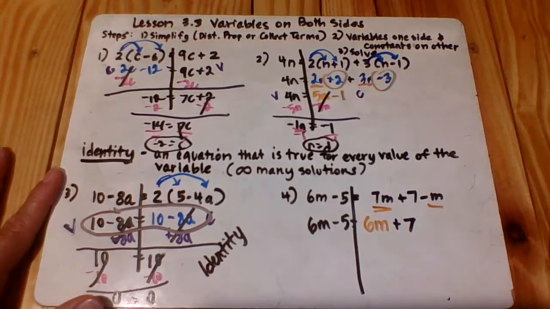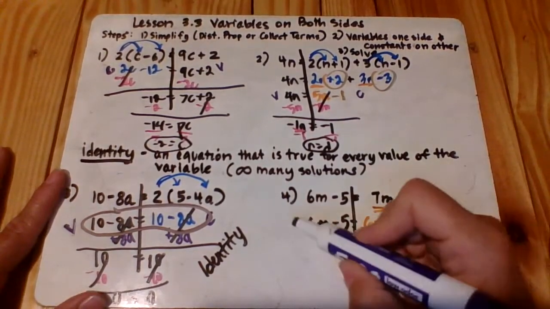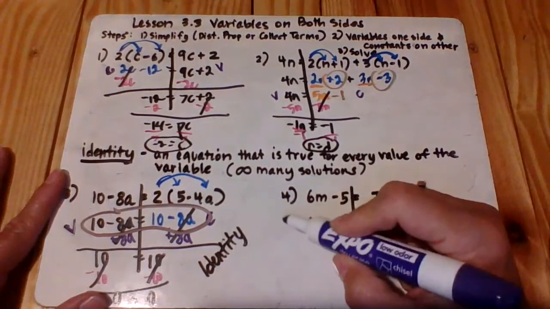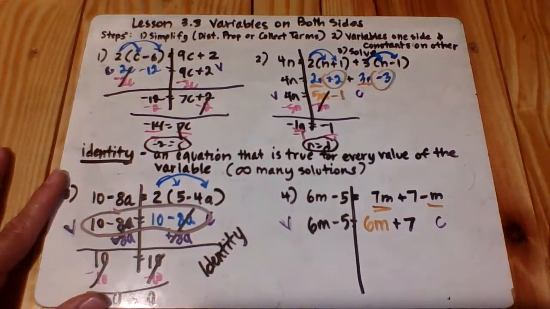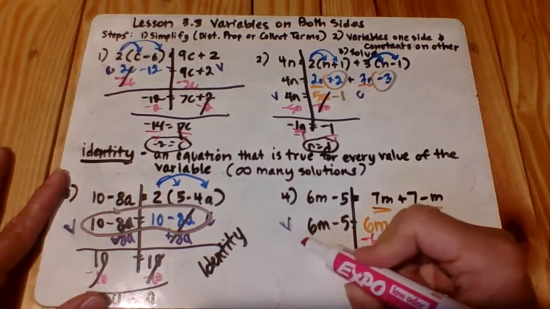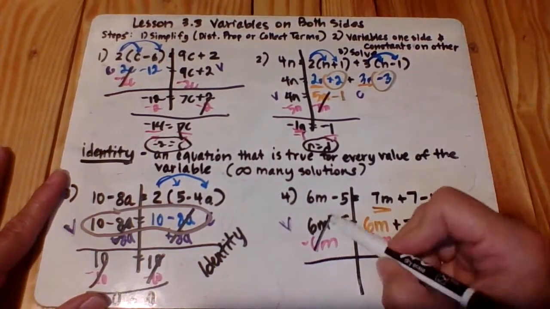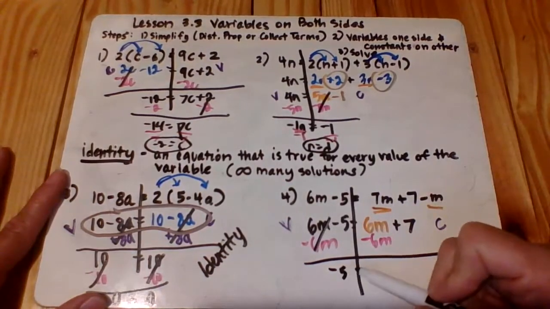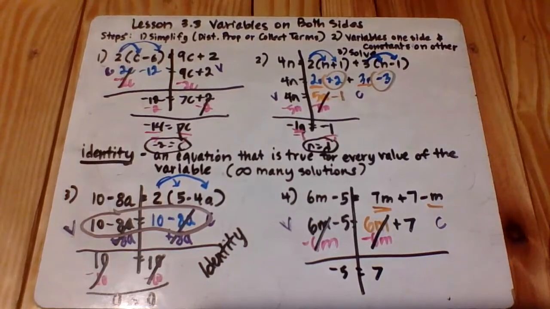All right, we're going to make variables on one side and constants on the other. Looks like they're both positive and they're both the same. So I'm going to make this my variable side, make this my constant side. So that means I'm going to move this 6m over to the other side. Make sure you're writing this down, and if you need to pause the video, you certainly may do so. So these cancel. That gives me negative 5 equals, these cancel, and that gives me 7. What? Hold on.